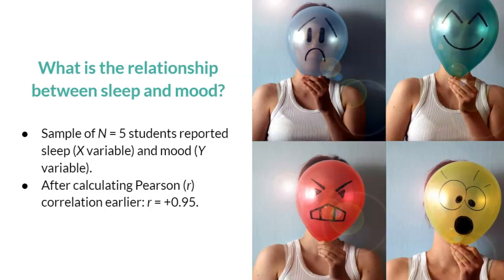The sample of 5 students reported sleep and mood. The Pearson correlation for this example was calculated in an earlier video. I encourage you to pause the video here and try to do the 4 steps on your own first. Then resume the video to show the answers.